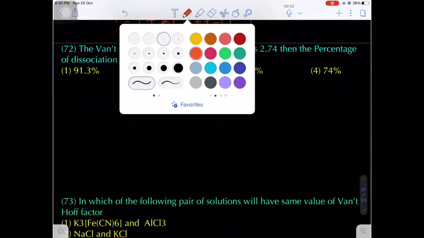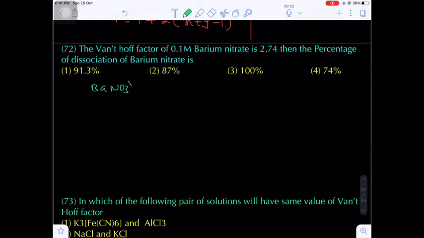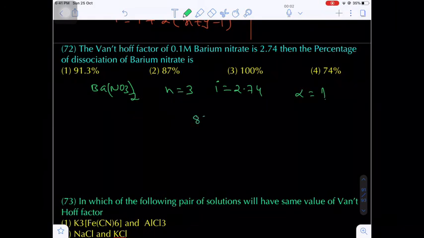Okay. Next, one more question is there here. The Van 't Hoff factor, question 72. Van 't Hoff factor for 0.1 mole of barium nitrate. What is the molecular formula of barium nitrate? Ba(NO3)2. So directly shall I write the total number of particles produced? 3, 1 barium, 2 nitrate ions. And what is the iota value given? 2.74. Then what is the degree of dissociation alpha? That is question number 72. You will get the answer 87%. Directly I am writing the answer 87%.